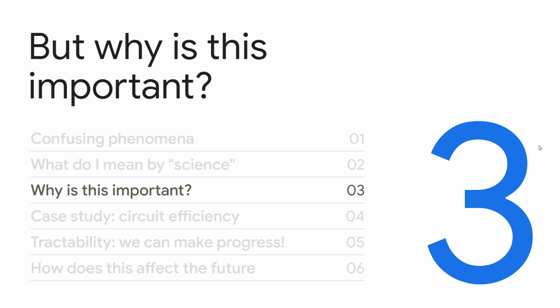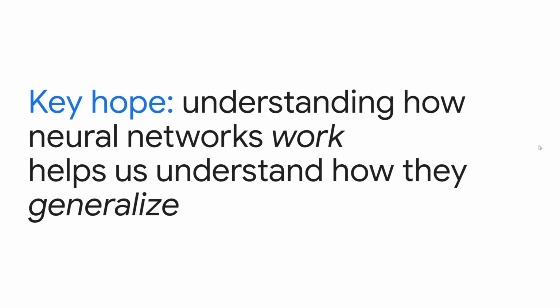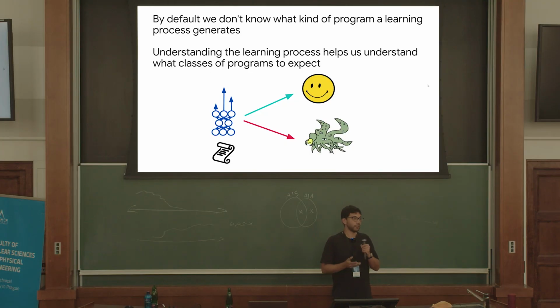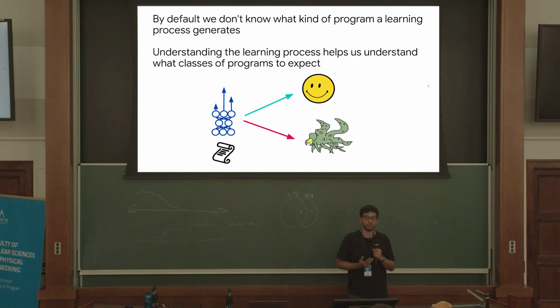Okay, so I guess we've gone on a tour of science, but why is this important? Coming back to the alignment and safety case, the key hope is that understanding how neural networks work will help us understand how they generalize. This is important because by default, we're iterating quite fast on optimization methods, on architectures, on data sets. And by default, we don't really know what kind of program a learning process generates. And understanding the learning process helps us understand what classes of programs to expect.